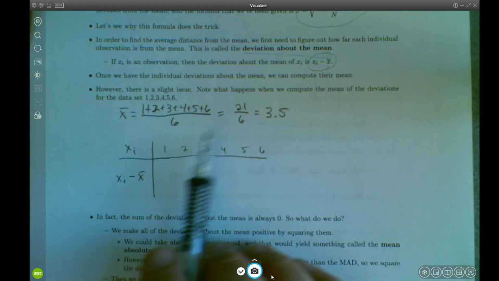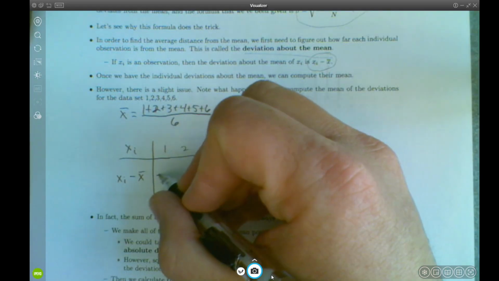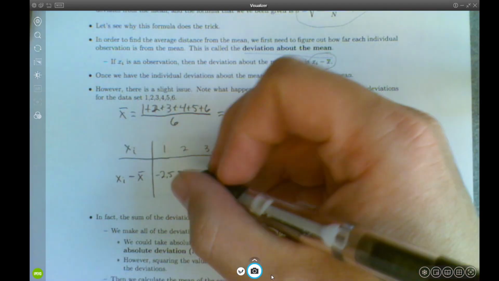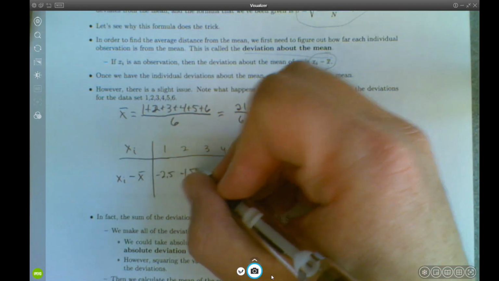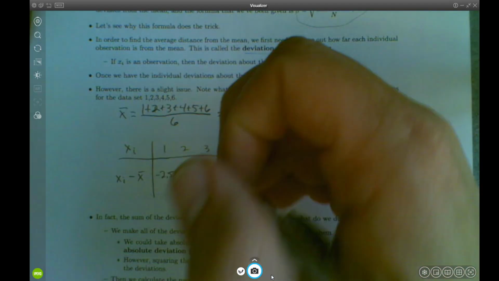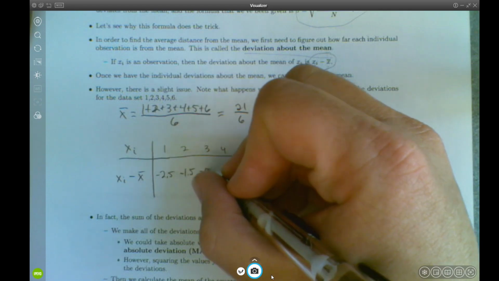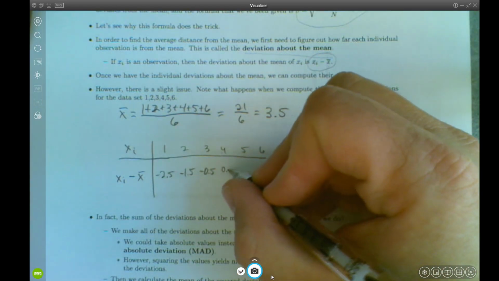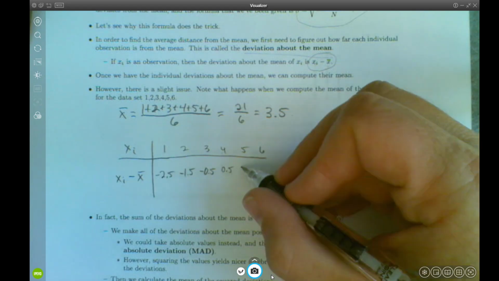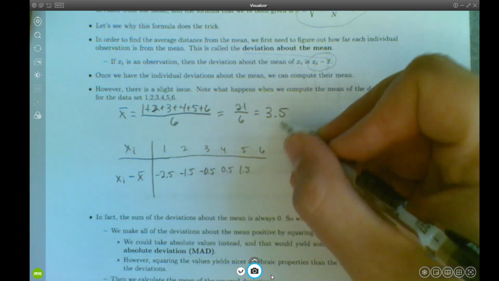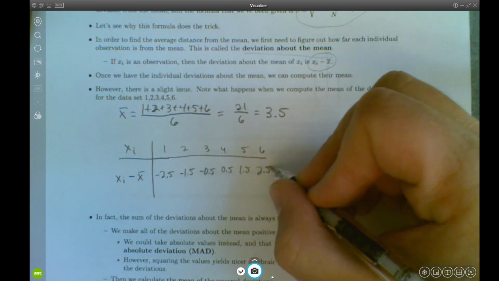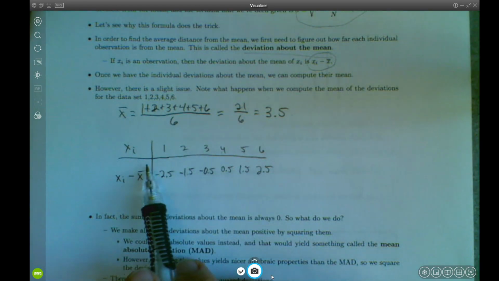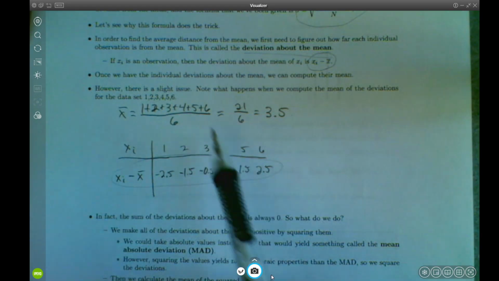We would do 1 minus 3.5, that's negative 2.5. 2 minus 3.5 is negative 1.5. 3 minus 3.5 is negative 0.5. 4 minus 3.5 is 0.5. 5 minus 3.5 is 1.5. And 6 minus 3.5 is 2.5. So these are the individual deviations about the mean.